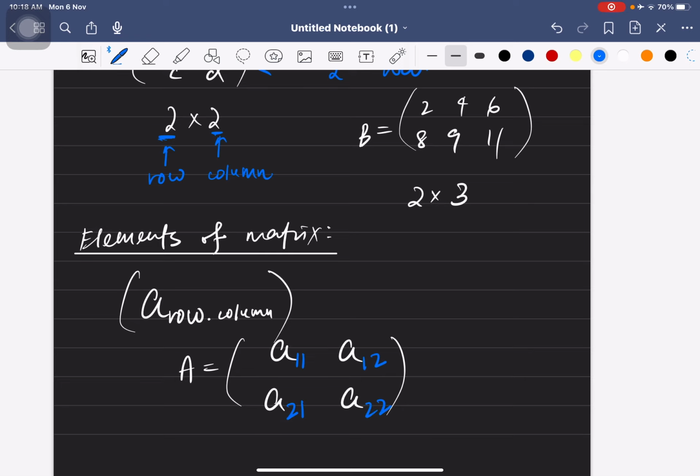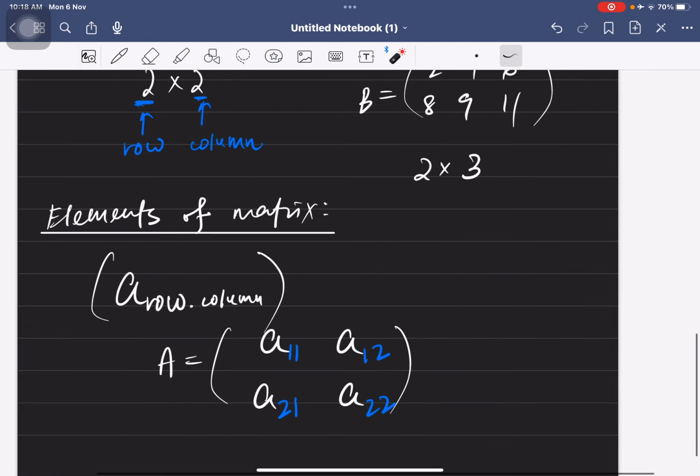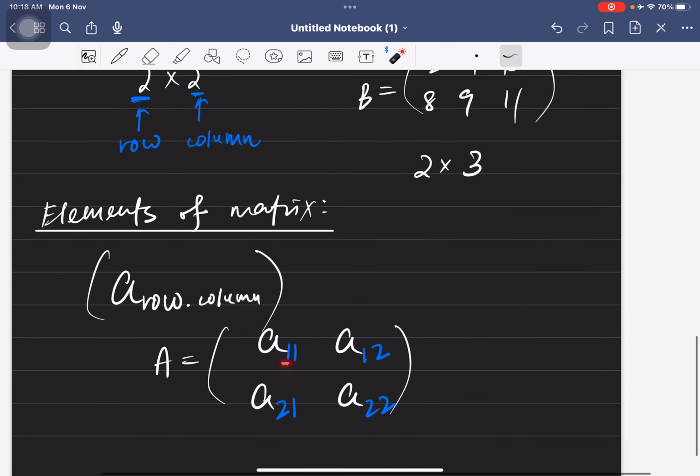So what are all these subscript numbers? Let's look at this first one. The first number here refers to the row, and the second number here refers to the column where it is at. So 1 on the left means it is at the first row, and 1 on the right means it is at the first column. Whereas for this, first row and second column. Second row, first column. Second row, second column. So this is the basic thing that you need to know.